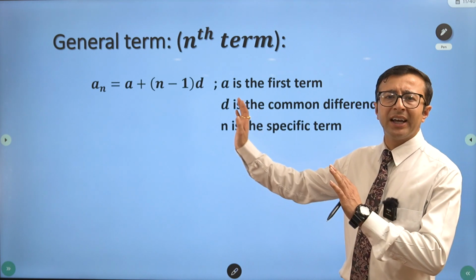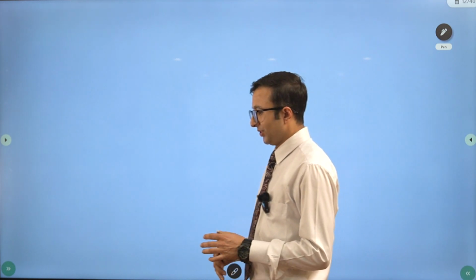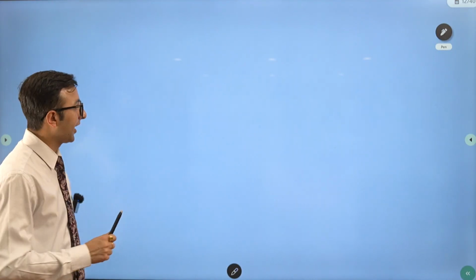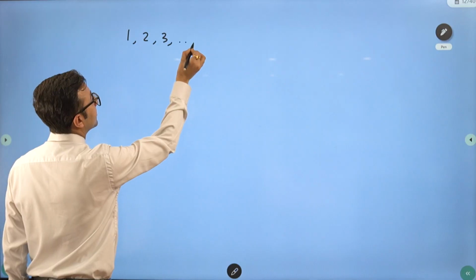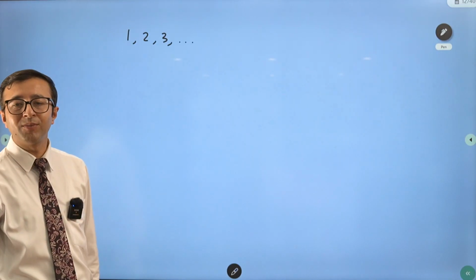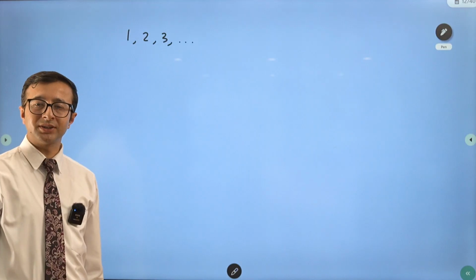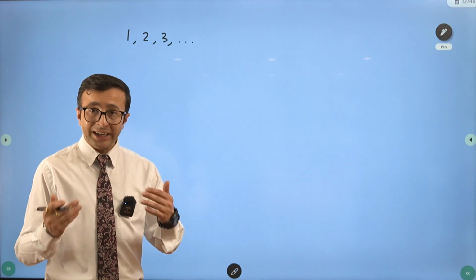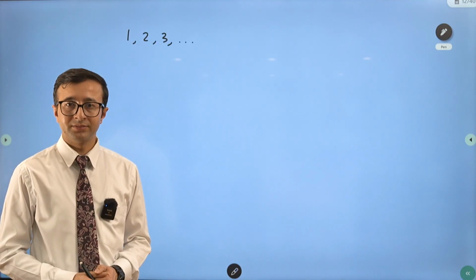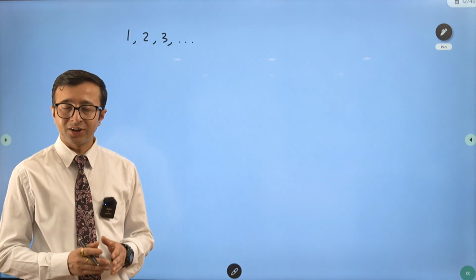So what is the importance of this formula? To know the importance of this formula, look here. If you have numbers like this, starting from 1, common difference is 1, you can say this is the set of natural numbers. Which is the first term? The first term is 1, second term is 2, third term is 3. We can guess the 10th term is 10, isn't it? 50th term is 50, 100th term is 100.